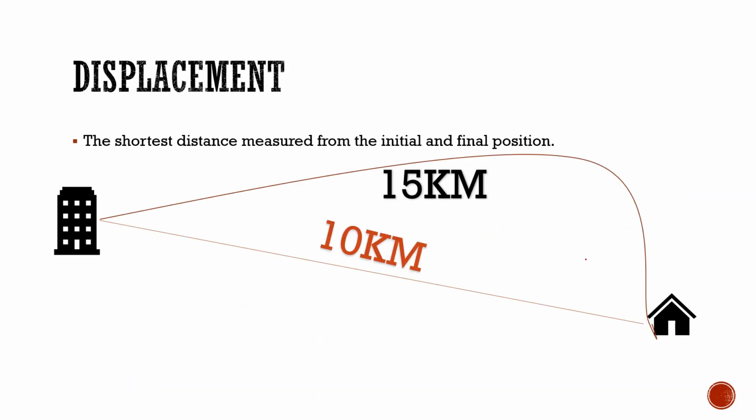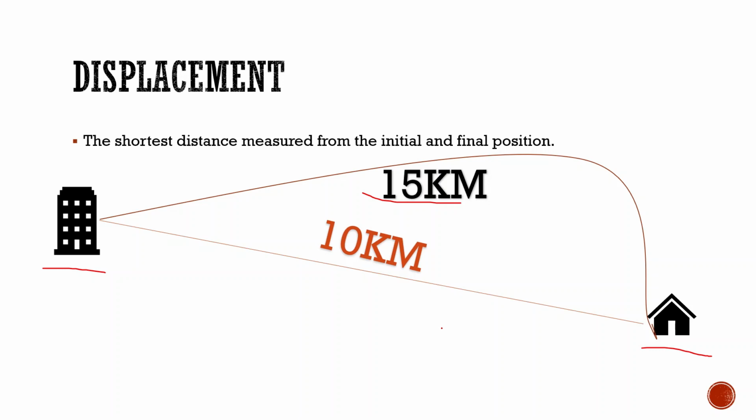Now talking about displacement. Displacement is the shortest distance measured from the initial position to the final position. Same thing: you have your house and your school over here. You're taking a path which is about 15 kilometers in length, and you also have a small path, like a straight line, that is 10 kilometers. Usually, displacement is a straight line.